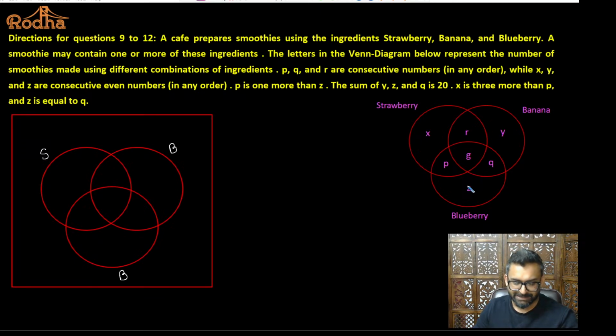Yes, please guys, keep on replying yes or no. Fine. P is 1 more than Z. Now, Z is what kind of number? Tell me. Z is an even number or an odd number? Z is an even number. Now, Z being an even number, it has to be a multiple of 2. So let's say this is 2x. P is 1 more than Z, so P is going to be 2x plus 1. Making sense?